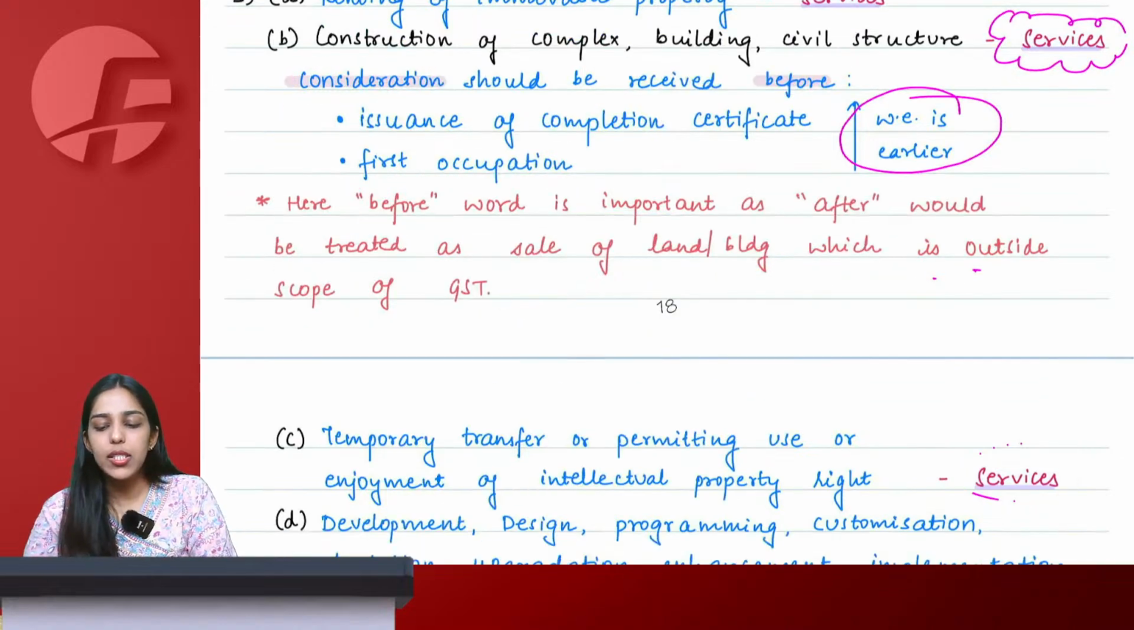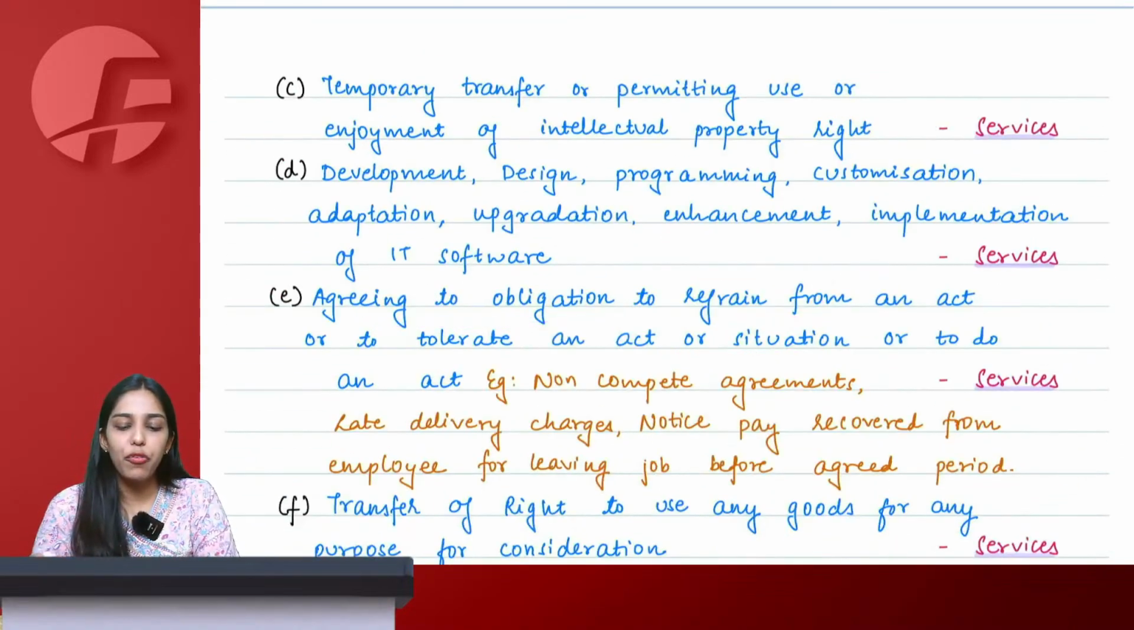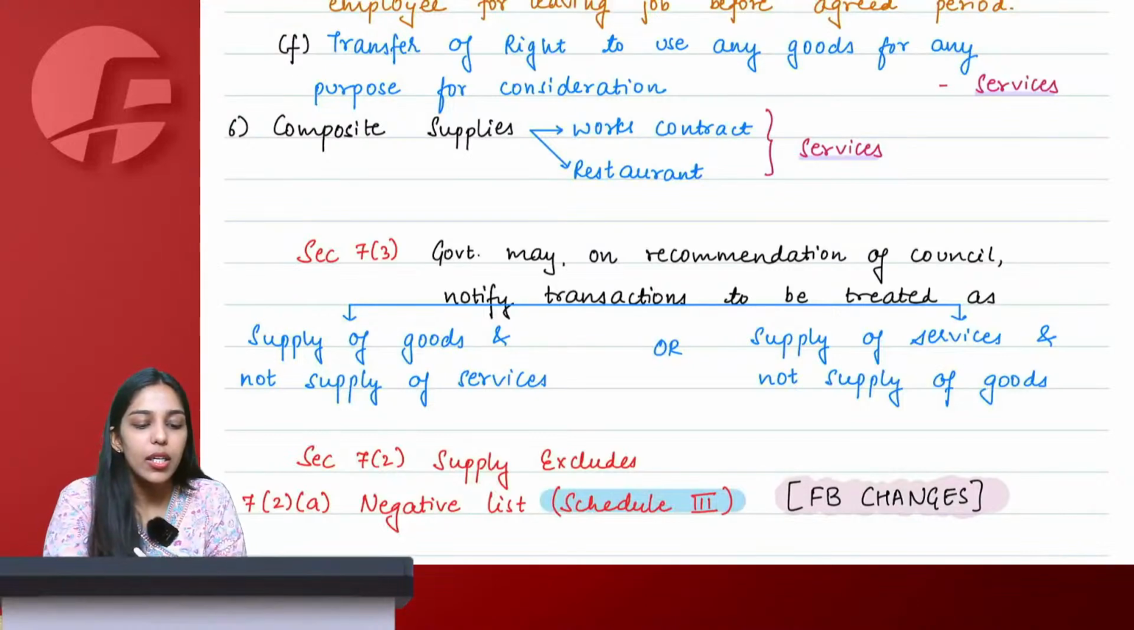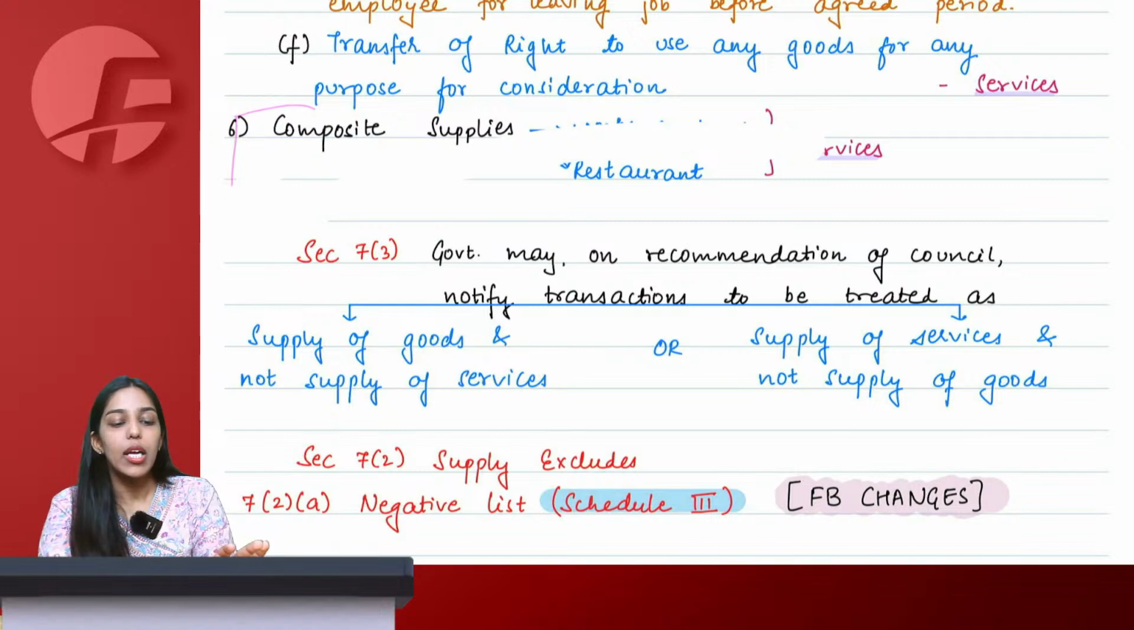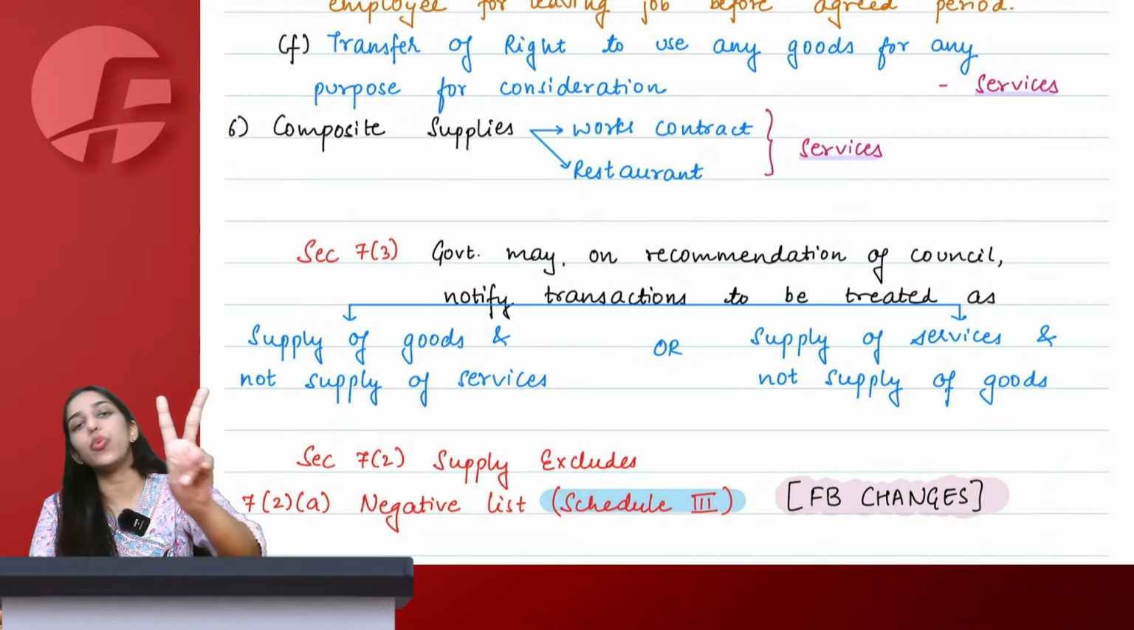Right, ma'am. This is all very simple. IPR, software and everything is services. Now the last point with respect to restaurant and works contract. Now see, if you go to a restaurant, you go for two reasons.